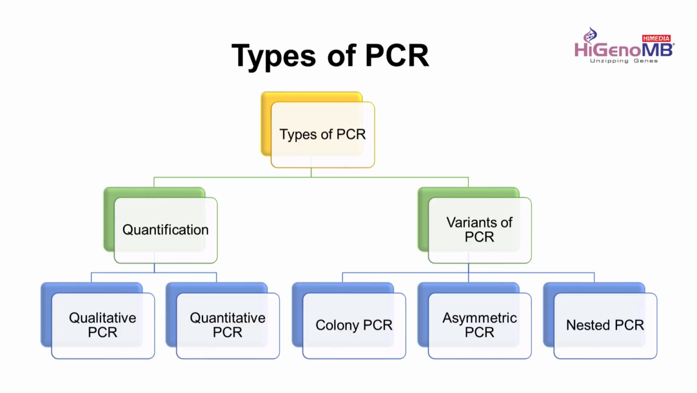Okay. So what are the types of PCR? There are a very wide variety of PCR available. Here I am going to give you the classification based on quantification. That is, you can have a qualitative PCR, meaning you can detect the presence or absence of a gene of interest, or you can quantify the amount of the gene of interest that is present in the experimental system that you are looking at.